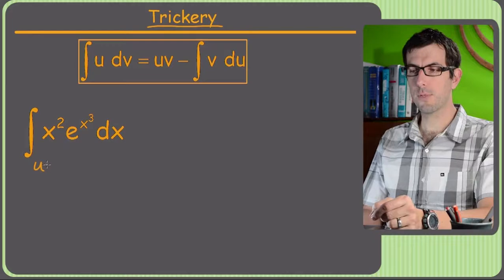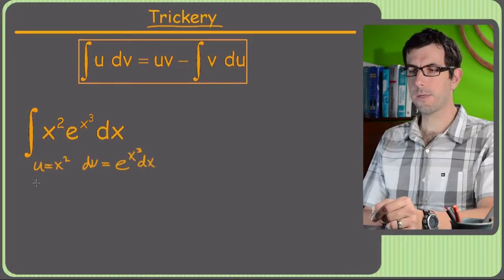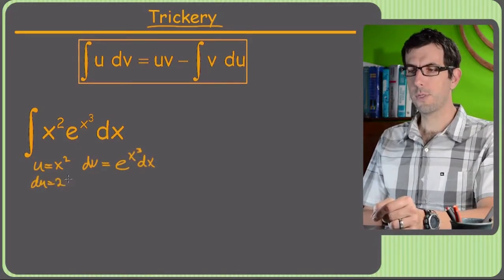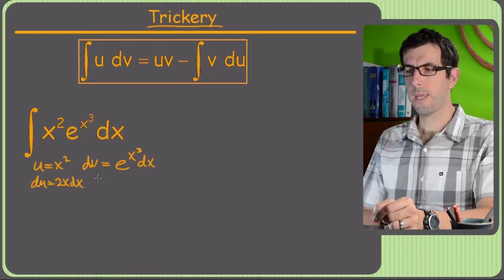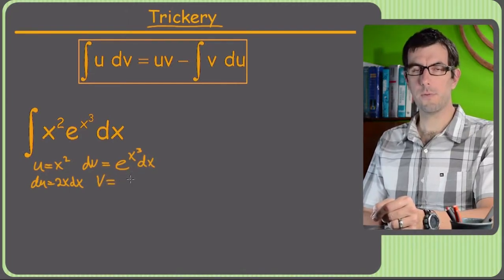Let's make our u equal to the x squared term, and our dv equal to the rest of it, so that's e to the x cubed dx. All right, so our du is equal to 2x dx, and to get v, we just integrate dv, so that's just v equals the integral of this stuff. What's the integral of e to the x cubed?